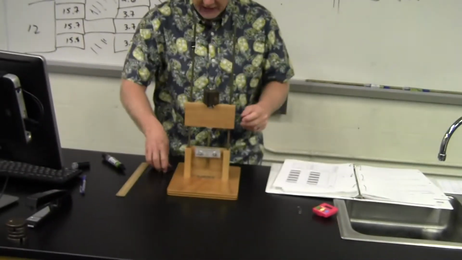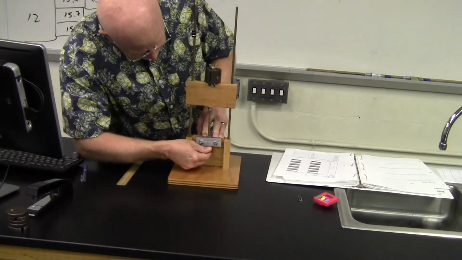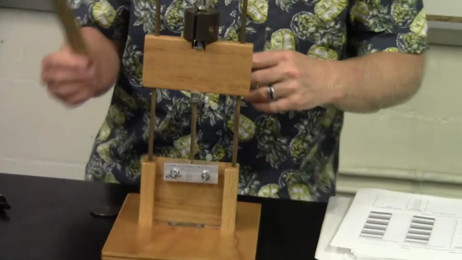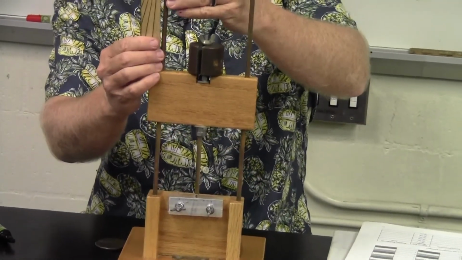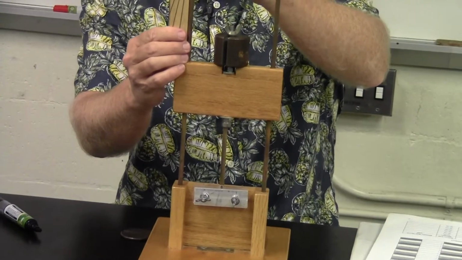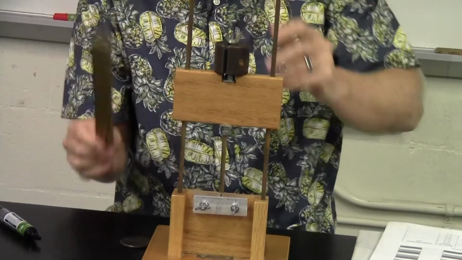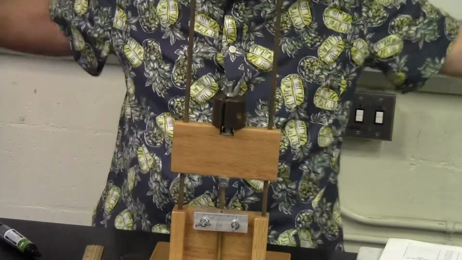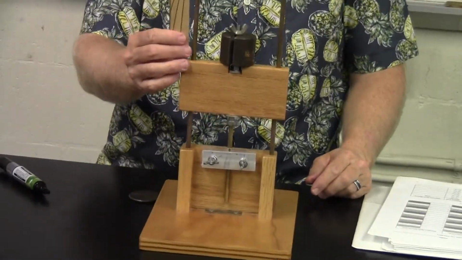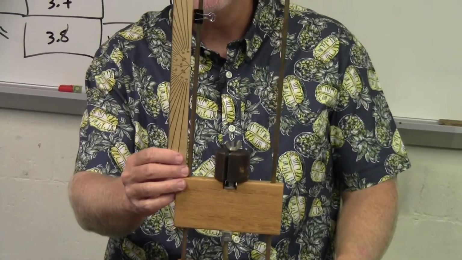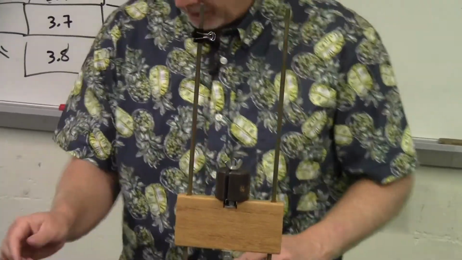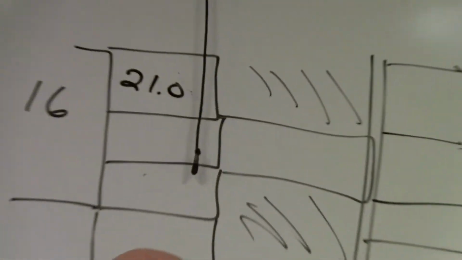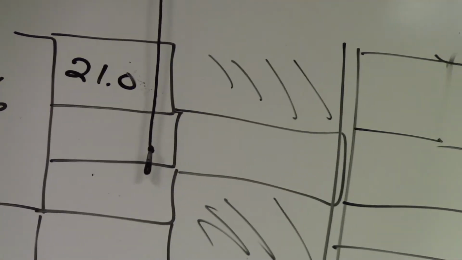All right, let's go to the next setting, the fourth drop. And so the fourth drop is put the stopper at 16. Okay. And so I'll put the stopper here at 16. Lift it up and let it go. And it fell a total of 21.0. And so 21.0 there.